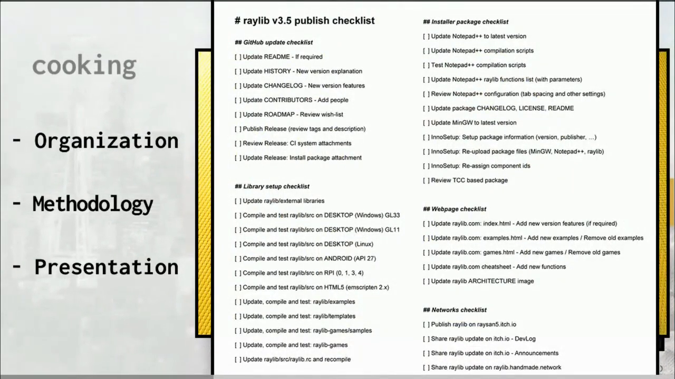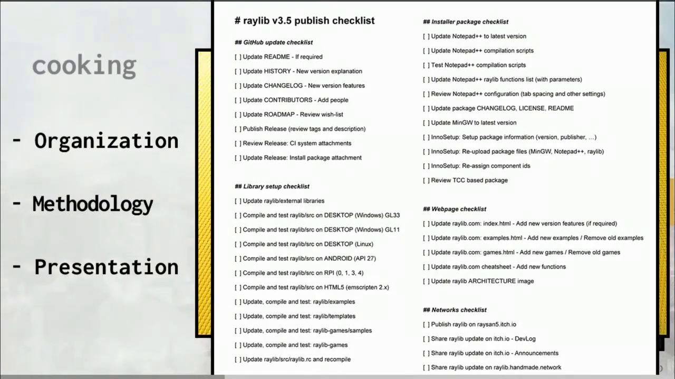Here you can see my raylib checklist for every new release, with all the elements I take care of before any release. Most of the time, it's a manual process. I try to provide a detailed README, changelog, history. On GitHub, I also care for the library setup, testing it on as many platforms as possible, not only the continuous integration system, but also manual testing. Update, compile, test, examples, the games. Also, the installer. I will talk a bit more about the installer in a minute.